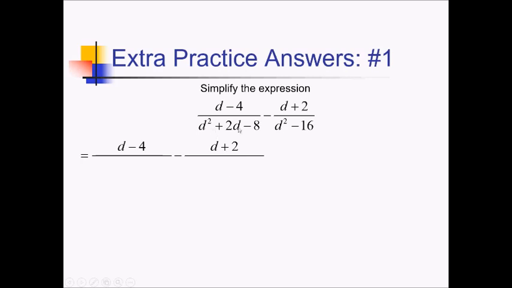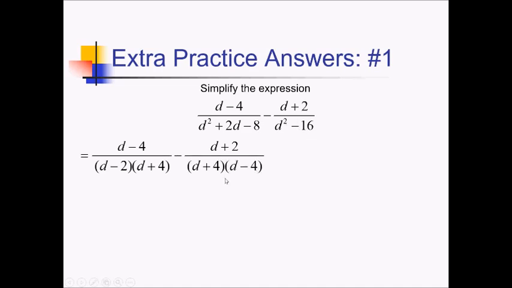So for the first denominator, I need factors of -8 that add up to +2. Well, 1 and 8's not going to work, but 2 and 4 might work if we had -2 and +4. So I'll write d minus 2, d plus 4. And then for the other denominator, this is two perfect squares being subtracted. So I can factor that into a plus b, a minus b, which square rooting these things, in this case, means d plus 4 and d minus 4.